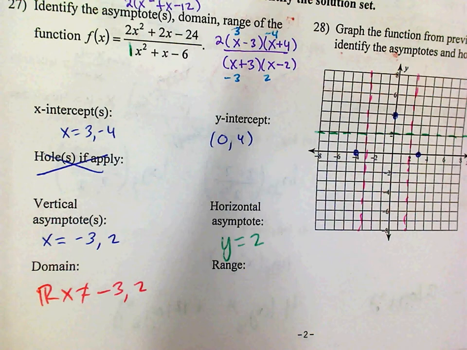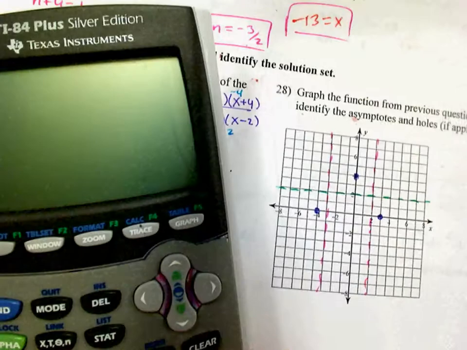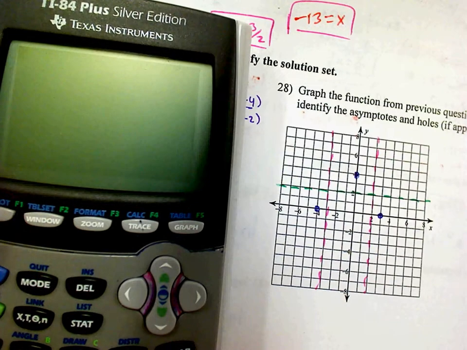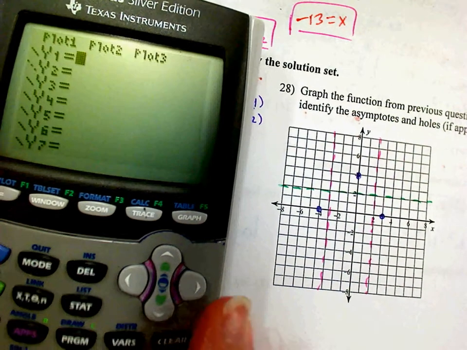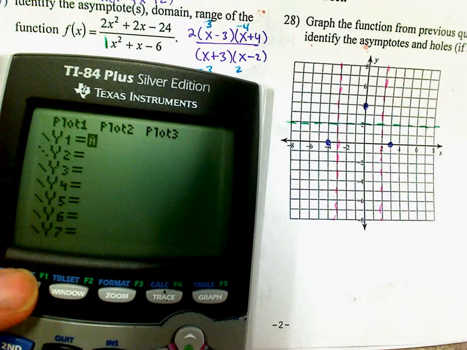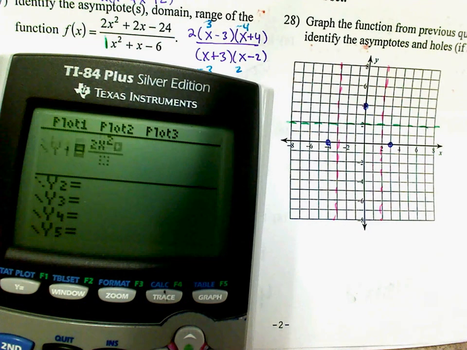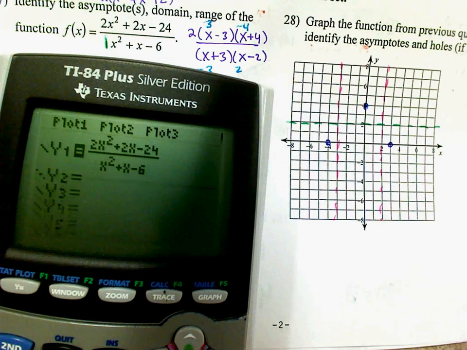So what I'm going to do is go to y equals and type in the original function. So I've got 2x squared plus 2x minus 24 over x squared plus x minus 6. Okay, I'm going to go to my table. Make sure my table says normal.